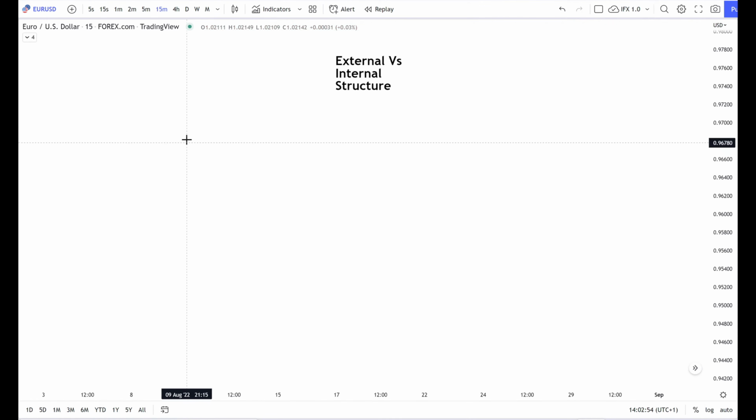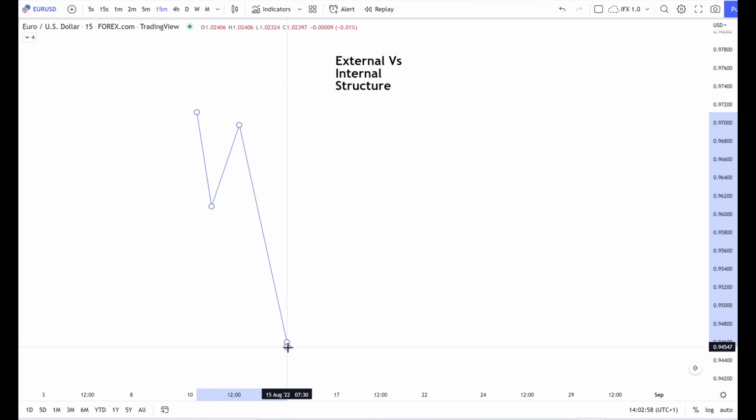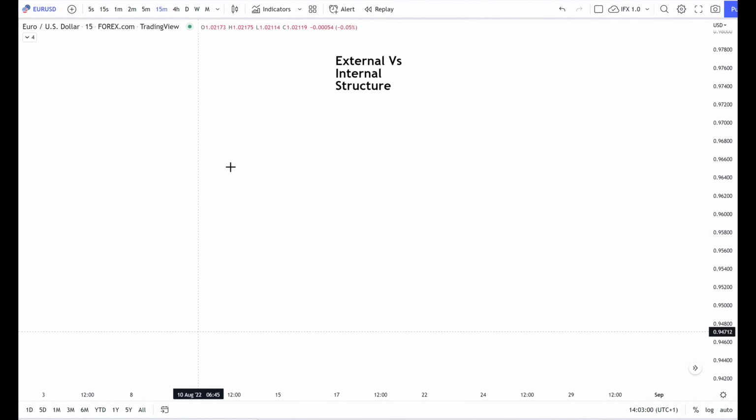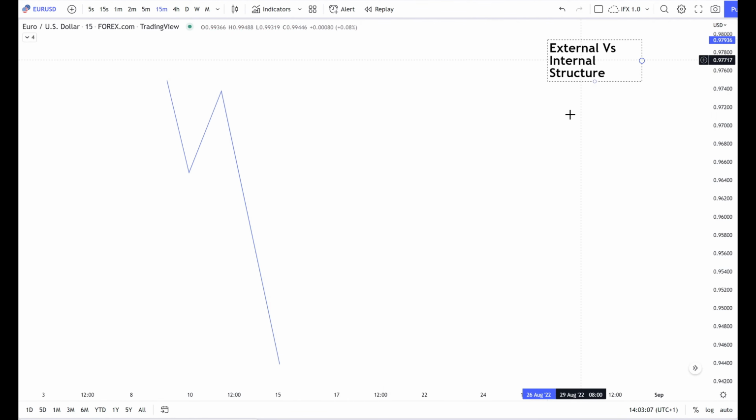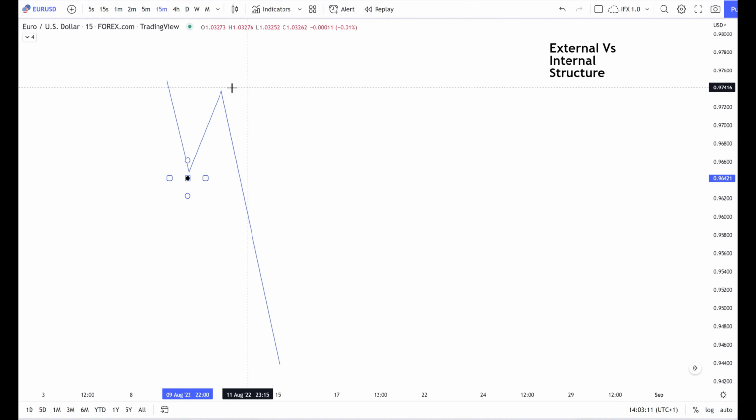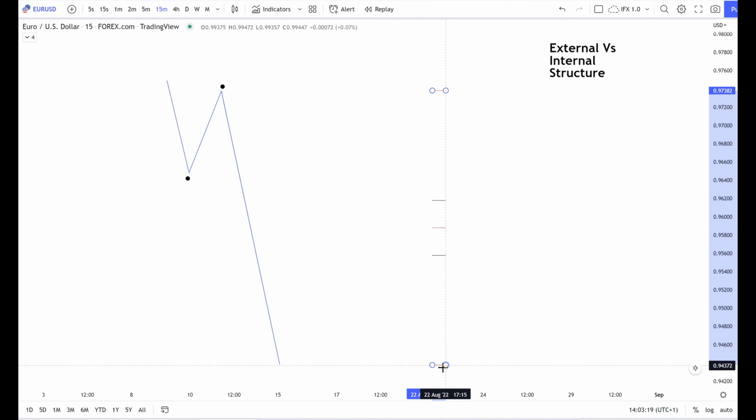So let's get started. Now, when I say external structure, essentially what I'm referring to is swing structure. So let's just say this is the 15-minute. The example I have for you guys is the 15-minute, and this is a 15-minute external structure. Essentially, this is the 15-minute swing structure.